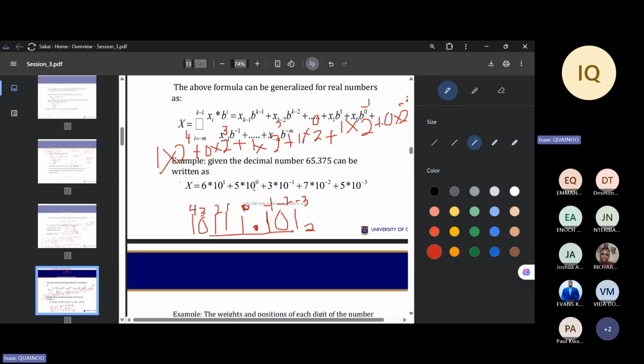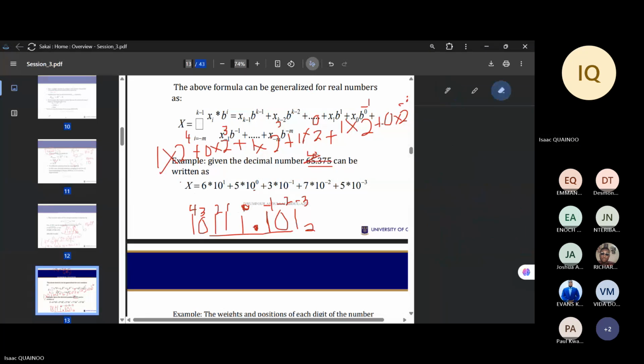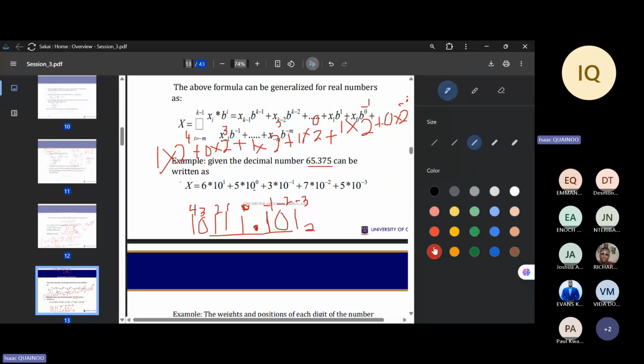Okay, so basically that is how this number can be represented, or that is how we represent numbers when you have decimal points attached to it. So this particular number here, which is 65.375, you have 0 here, you have 1 here, you have -1, you have -2, and you have -3.